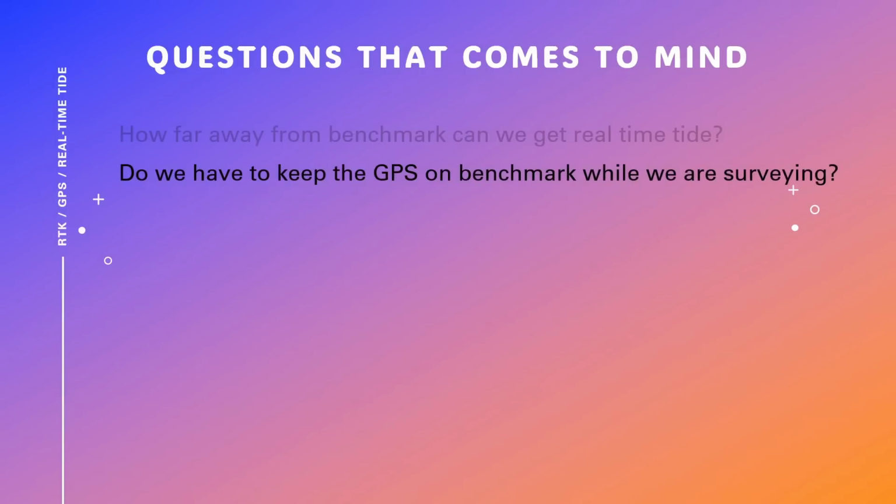Next question: do we have to keep the GPS on the benchmark while we are surveying? No, we do not. Once we establish the ellipsoid to datum height by doing the GPS observation, we can remove the GPS antenna from the benchmark. But yes, for RTK tide, you need to keep the base station on and transmitting throughout the survey period. Although the RTK GPS at the base station will still experience fluctuation of the ellipsoidal height, it is still far better than a normal DGNSS system.